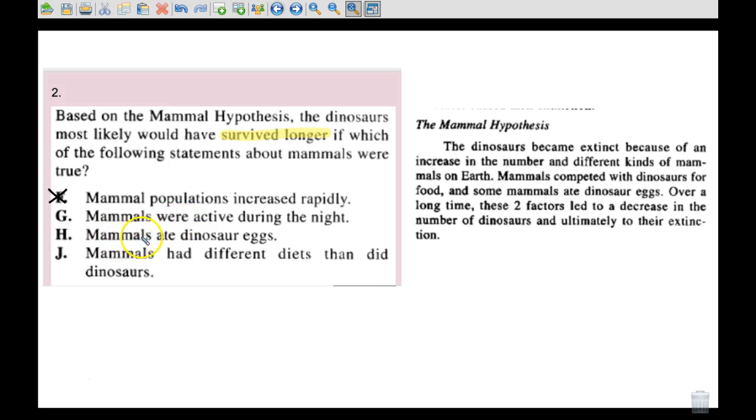H, ask yourself, if mammals ate dinosaur eggs, would dinosaurs have survived longer? Probably not, so H is out as an answer. Or J, if mammals had different diets than did the dinosaurs, would the dinosaurs have survived longer? And if I look at my passage, I see that mammals competed with dinosaurs for food and some mammals ate dinosaur eggs. So perhaps, had the mammals had different diets than the dinosaurs, then the dinosaurs would have survived longer because they would have been eating two different diets.